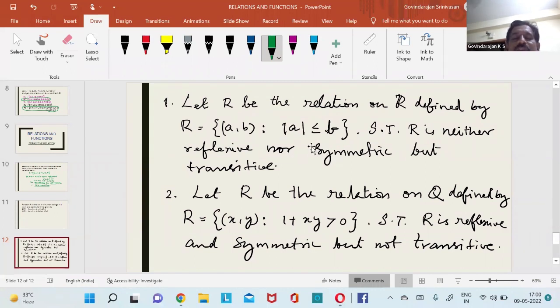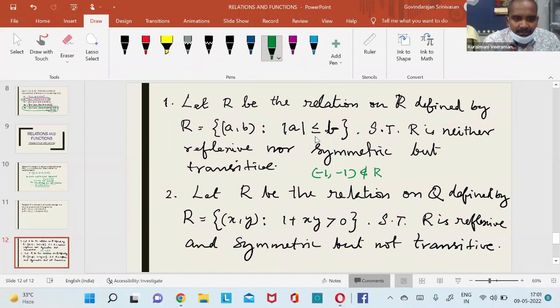So not reflexive. Am I right, sir? Because (-1, -1) does not belong to R. R is defined on the set of all real numbers. The absolute value of -1 is 1, and 1 is not less than or equal to -1. Therefore, it is not reflexive. Right?